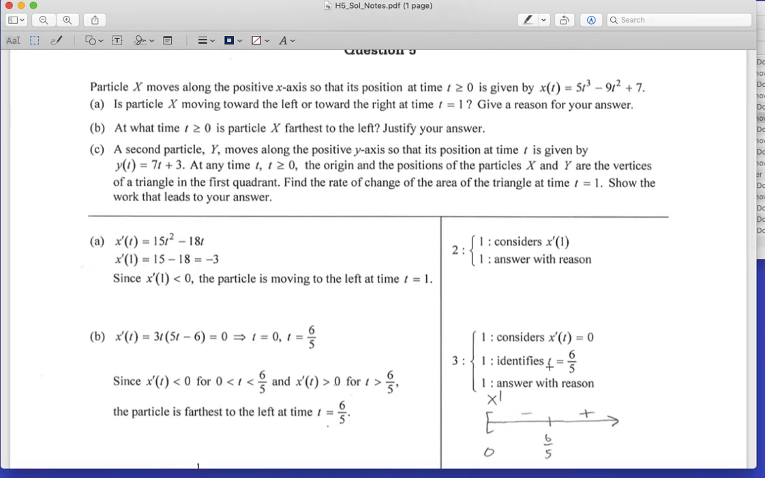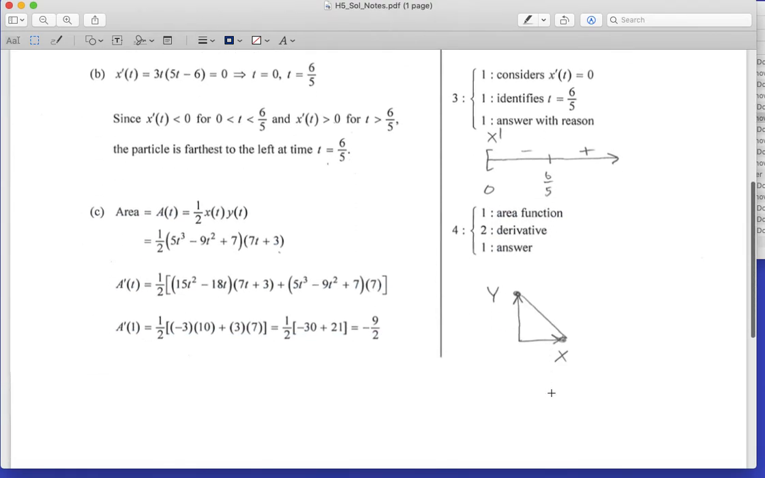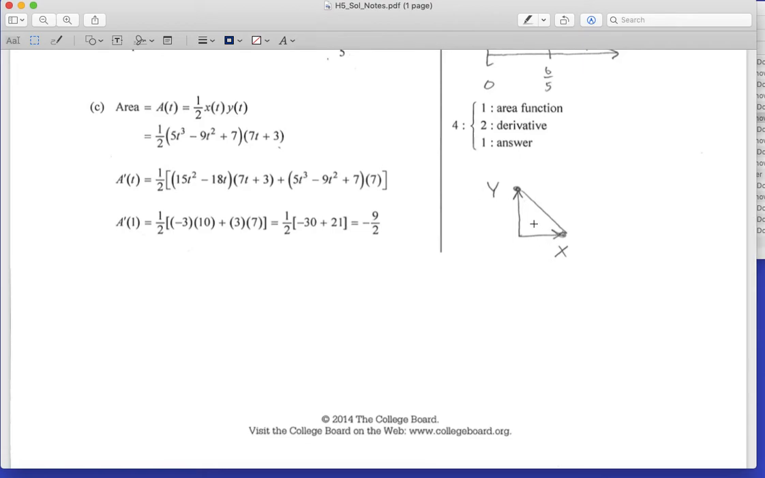Lastly, part C, this is the one with kind of a twist to it. We have a second particle, y. They give you the position function of that. And then they start talking about a triangle. What triangle? Well, it's this triangle right here. X is moving to the right, maybe to the left. Y is moving up, maybe down. It doesn't matter. But as x and y move, the particles make a triangle with their positions and the origin. And as these move, the triangle's area changes.